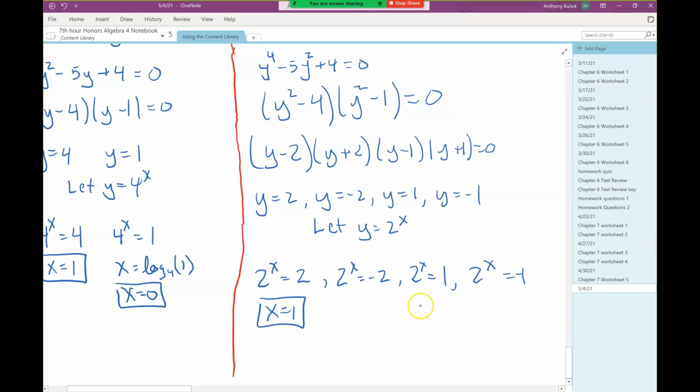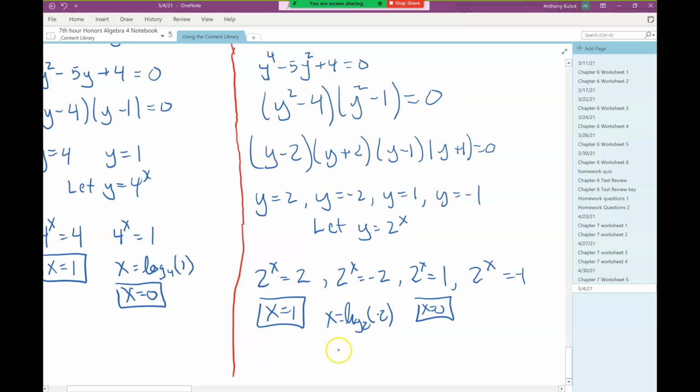So far, so good. So this one gives me 0. I'm sorry, that one gives me 1, and that one gives me 0. Just like we had before. So those ones match. But I have these extra 2. How would I solve 2 to the x equals negative 2? Okay. So you say x is equal to log base 2 of negative 2. What's log base 2 of negative 2 give us? Yeah, it's not defined, right?